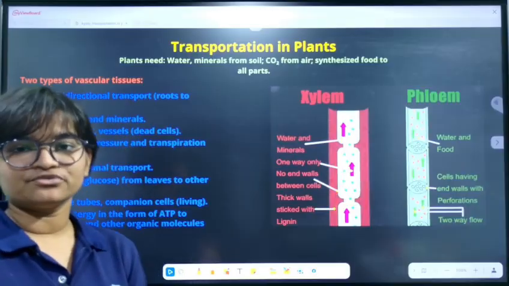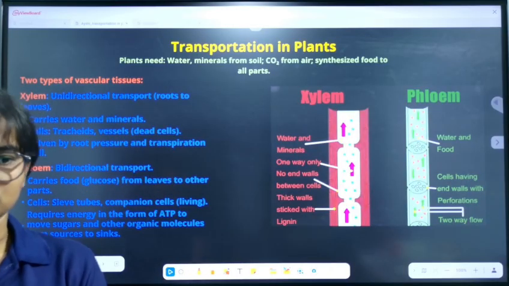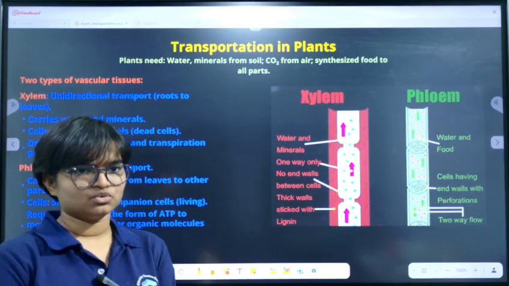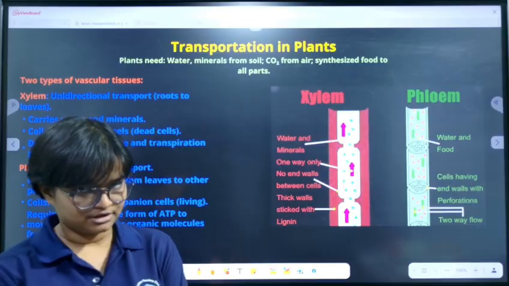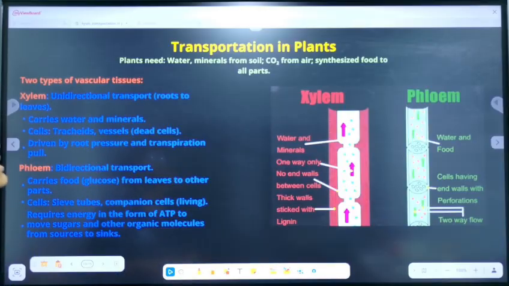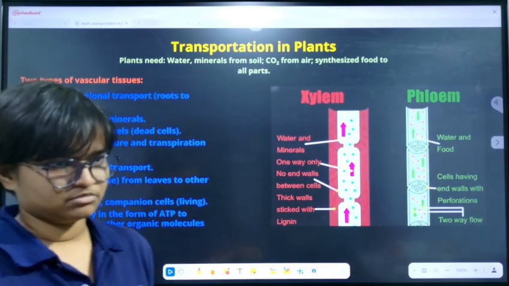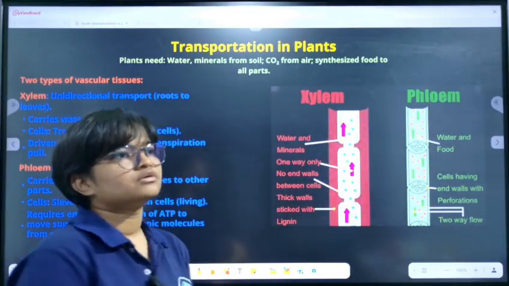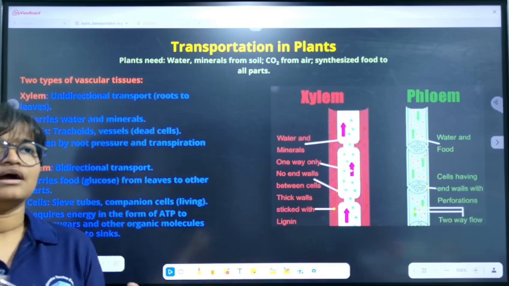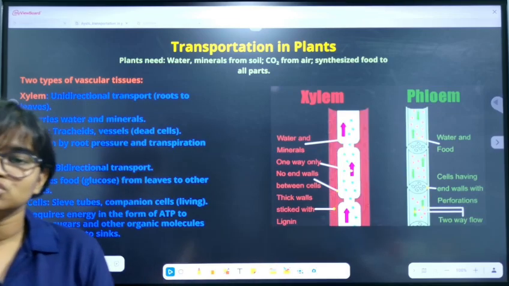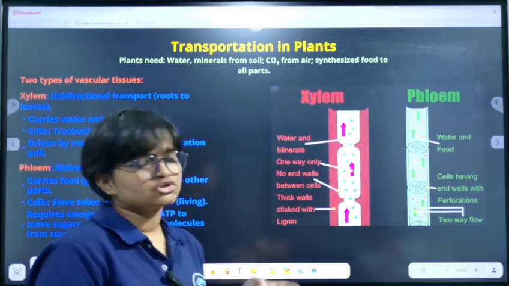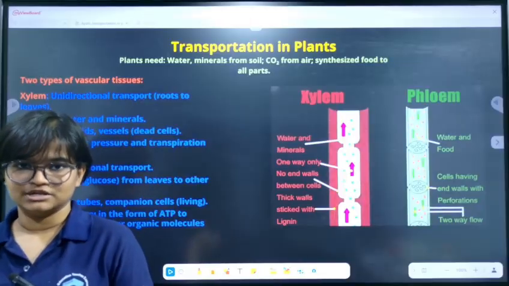Okay, right now we are going to talk about transport in plants. Before me, our biologist sir already talked to you about the transportation in animals. So right now I am going to talk about plants. So what do plants need for transportation? From the soil, the plants need minerals and water, and from the air, they need CO2. And these are all used to synthesize the food they need for their daily life.